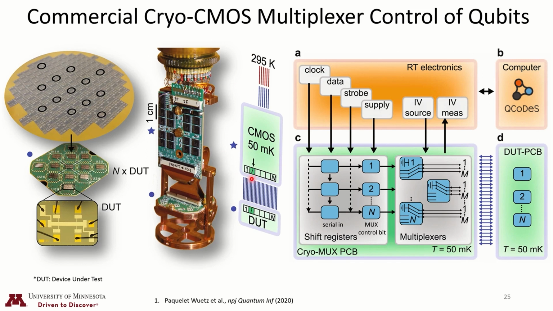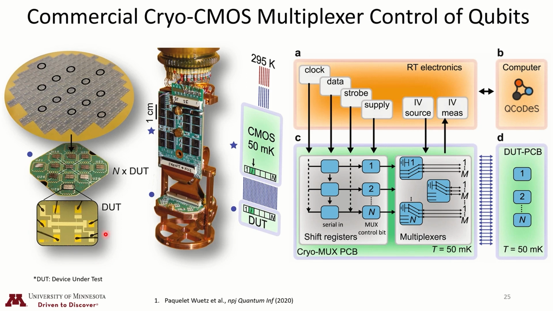So this CMOS component can handle down to about 50 millikelvin. And as a result, you can place the CMOS pretty much next to the actual quantum processor. So if you have a quantum processor, you can place it here at the bottom of the device. And then this DUT is just an abbreviation for device under test.